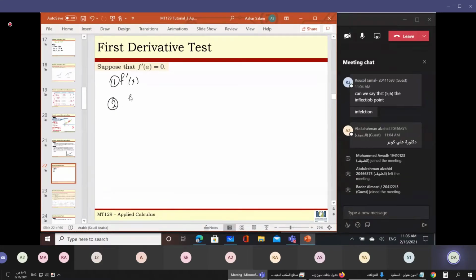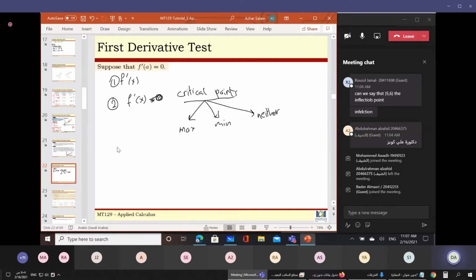Then I will find the zeros of the first derivative, which gives me the critical points. Okay, these critical points could be maximum or minimum, and it could also be neither maximum nor minimum. Okay, how to find maximum or minimum?